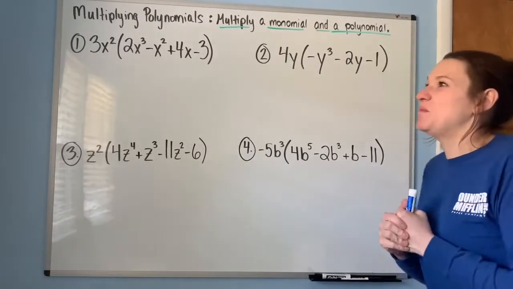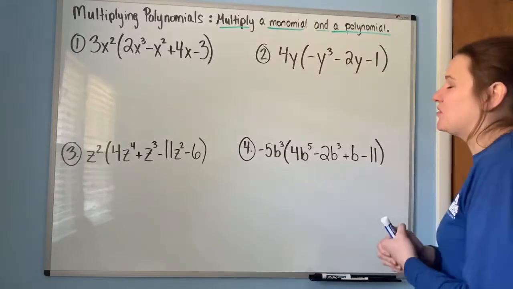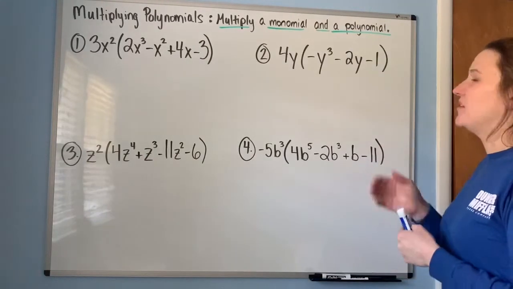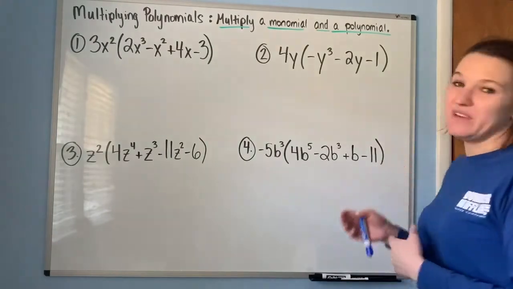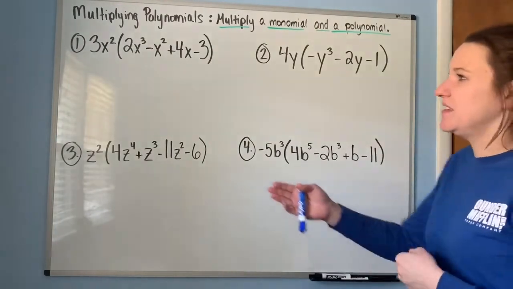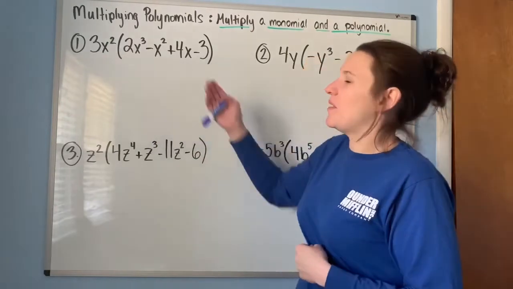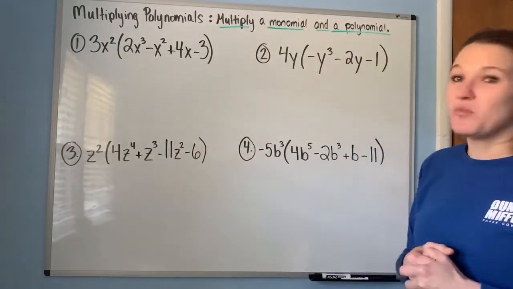Today we are going to be multiplying polynomials. We're going to be multiplying a monomial and a polynomial. Remember, a monomial is one term and a polynomial is any number of terms. So obviously this is our monomial and this is our polynomial. All right, when we do this, we're going to distribute.